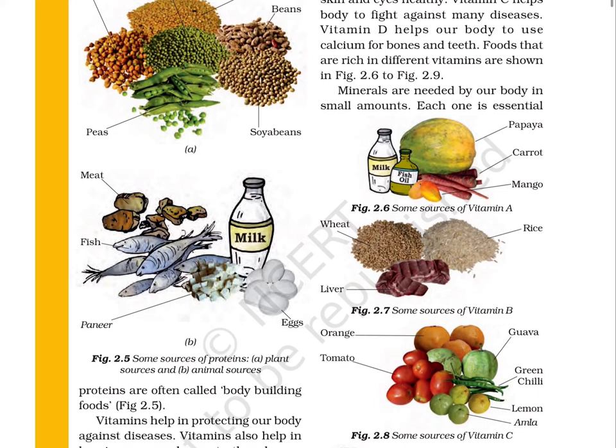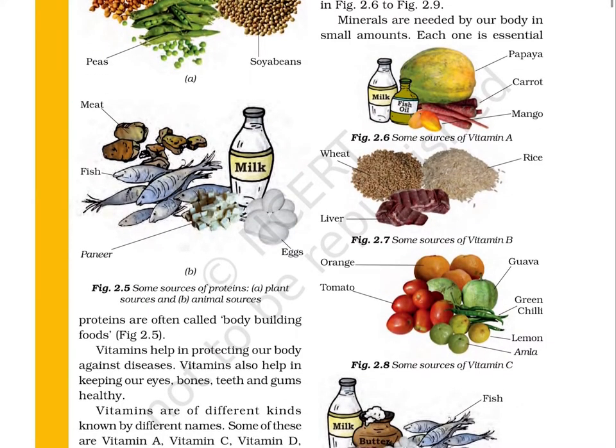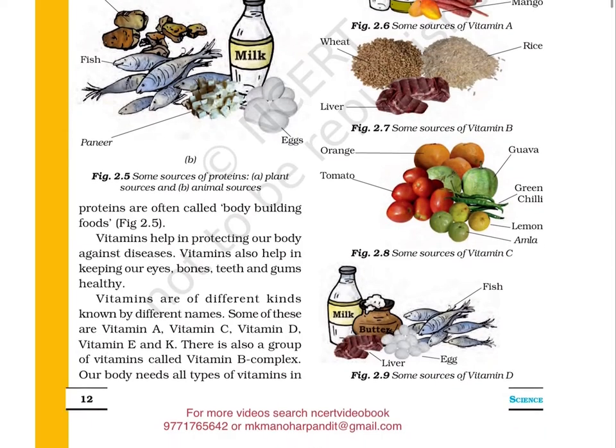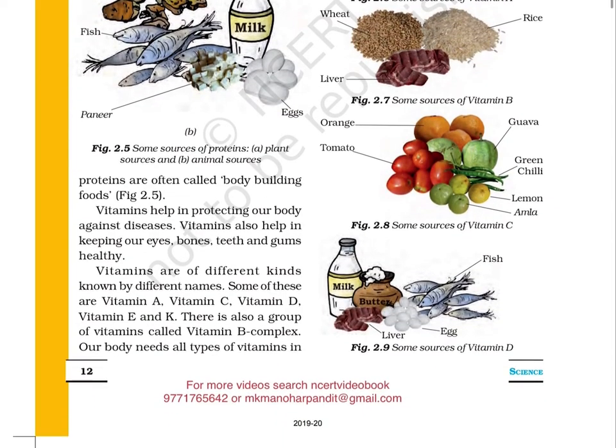Figure 2.6. Some sources of vitamin A: papaya, carrot, mango. Figure 2.7. Some sources of vitamin B: liver, wheat, rice. Figure 2.8. Some sources of vitamin C: tomato, orange, guava, green chili, lemon, amla. Figure 2.9. Some sources of vitamin D: liver, egg, fish.